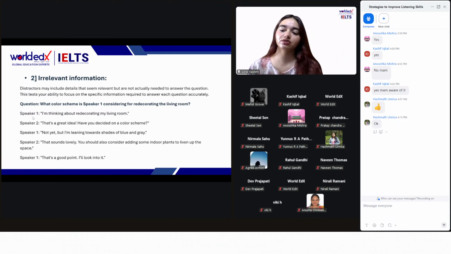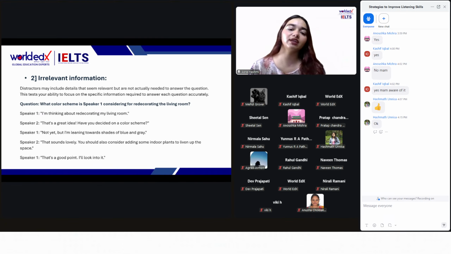Now, the question was, what was the color scheme that the person was considering? And here the irrelevant information is the addition of indoor plants to liven up your space. If you look at it carefully, there was no need for them to talk about the inclusion of indoor plants, because that is not the context at all. And if you don't listen properly, and out of the blue, they're talking about indoor plants.